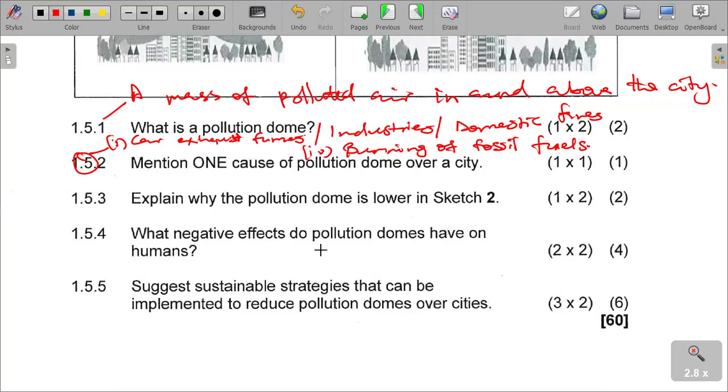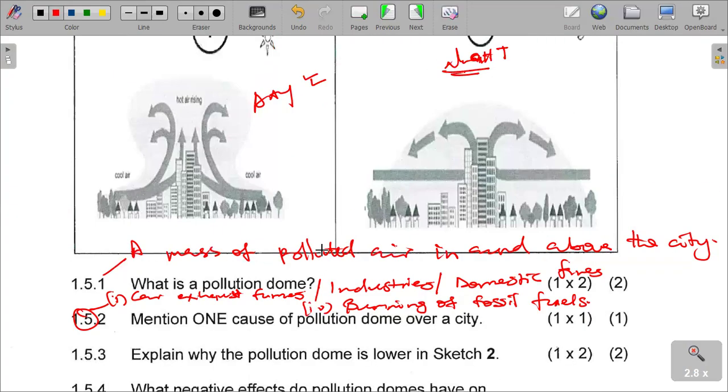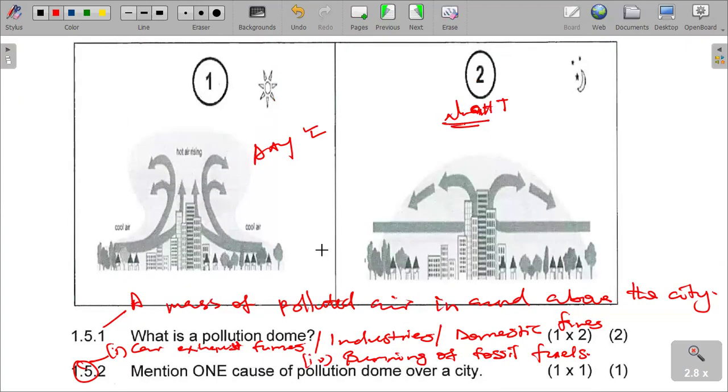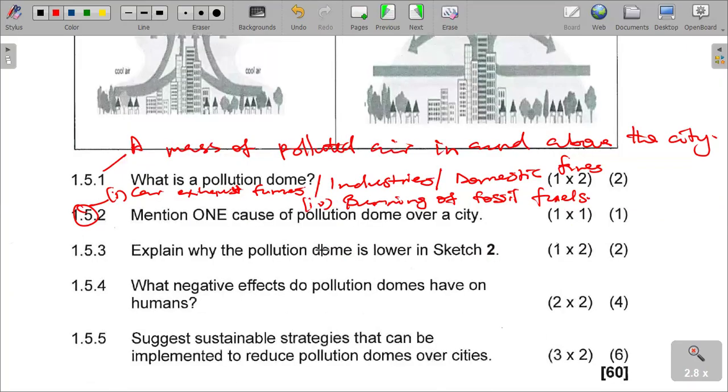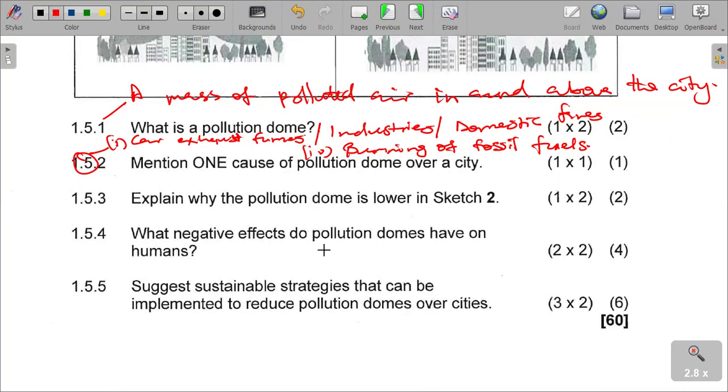1.5.3, explain why the pollution dome is lower in sketch 2. Why is it lower in sketch 2 than in sketch 1? Like I said, sketch 2 is during the night, sketch 1 is during the day. So what is the cause that it is lower in sketch 2? It's because descending cooler air at night results in pollution domes.